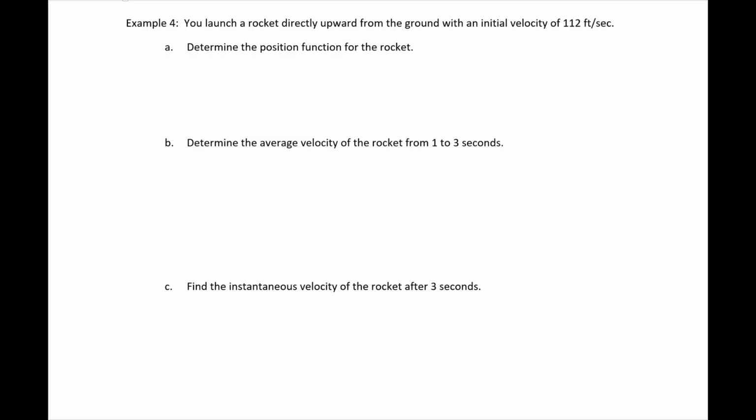Okay, so for our last example in this section, let's do a projectile motion problem. Example 4. You launch a rocket directly upward from the ground with an initial velocity of 112 feet per second. Let's determine the position function for the rocket.